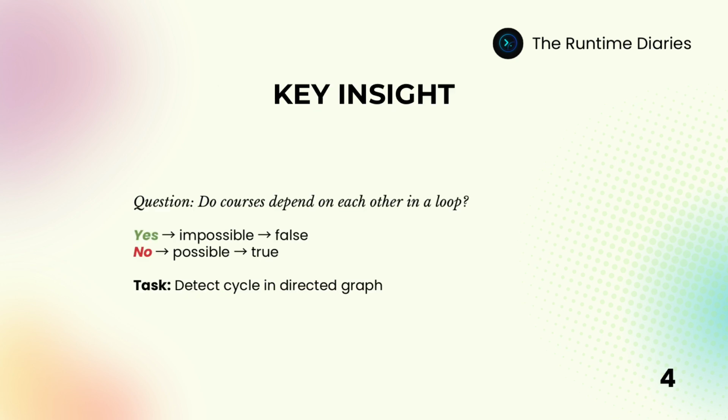The entire problem boils down to one question. Do any courses depend on each other in a loop? If yes, it's impossible to finish all courses. Return false. If no loop exists, you can complete all courses in some valid order. Return true. This is a pure cycle detection problem in a directed graph. That's the core insight. Once you see it as a graph problem, the solution becomes clear.